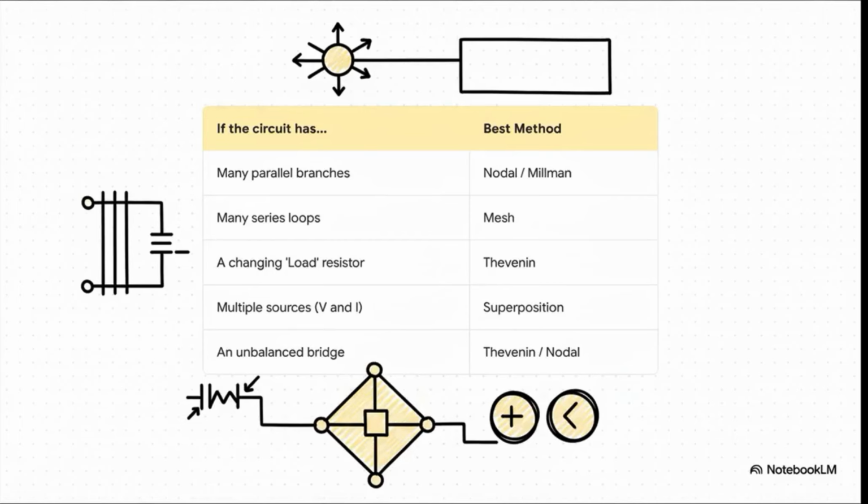Do you see mostly parallel branches? Your brain should immediately jump to nodal, or maybe Millman's. See a bunch of clean series loops? That's a clear signal for mesh. Does the question ask about a single load resistor that keeps changing its value? That's a huge red flag for Thevenin. Multiple sources in a simple layout? Superposition. This table connects the look of a circuit directly to the best method.